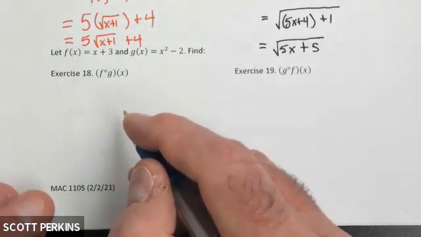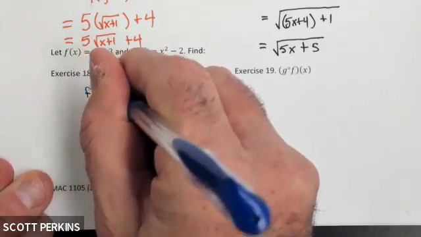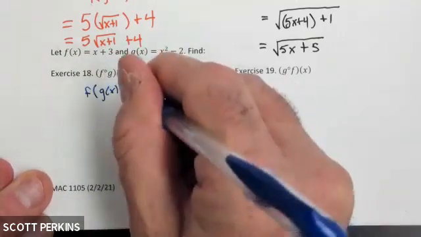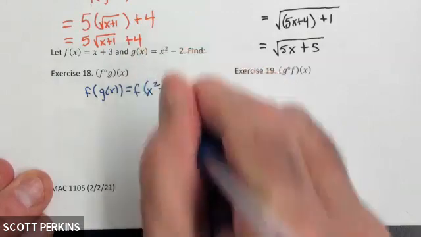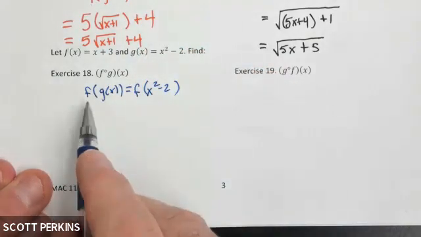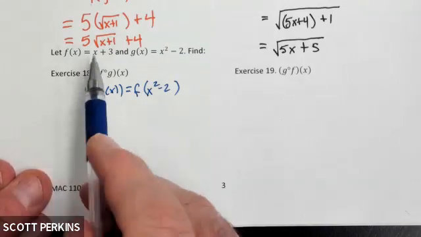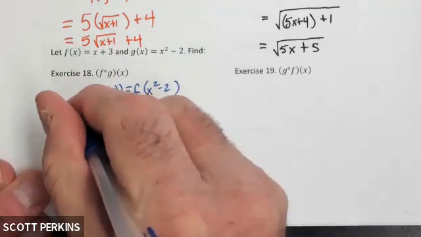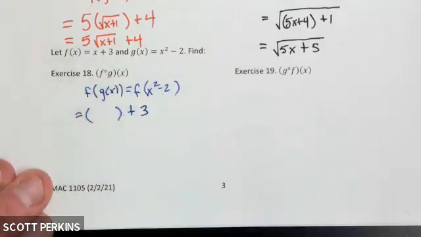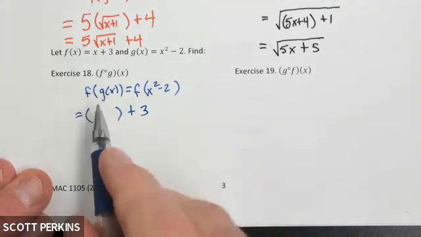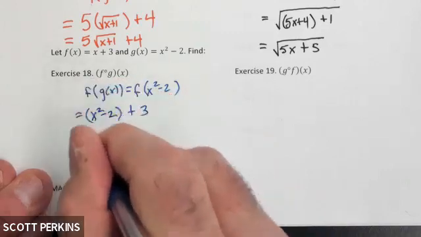Okay, so for exercise 18, I've got f composed with g of x. Once again, if it's helpful to you, you can substitute the g of x as x squared minus 2. Either way, what I'm going to do is take the function f and rewrite it. So f is x, whatever I'm plugging in, plus 3. In this case, what I'm plugging in is g of x, or in other words, x squared minus 2. So I'll put that right there.